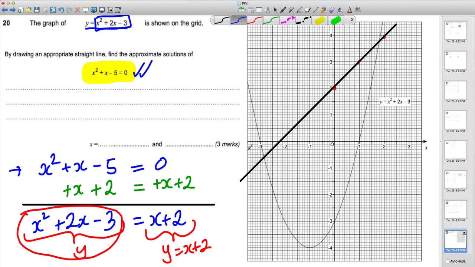So what are the x solutions here? Well, this x value here is something like negative 2.8. And this x solution here, reading off there, looks like about 1.8. So the answers are 1.8 and negative 2.8, reading off the graph. Okay, very difficult question there, quite complicated. It's 3 marks, it's not the be all and end all, but see if you can understand that as best you can.